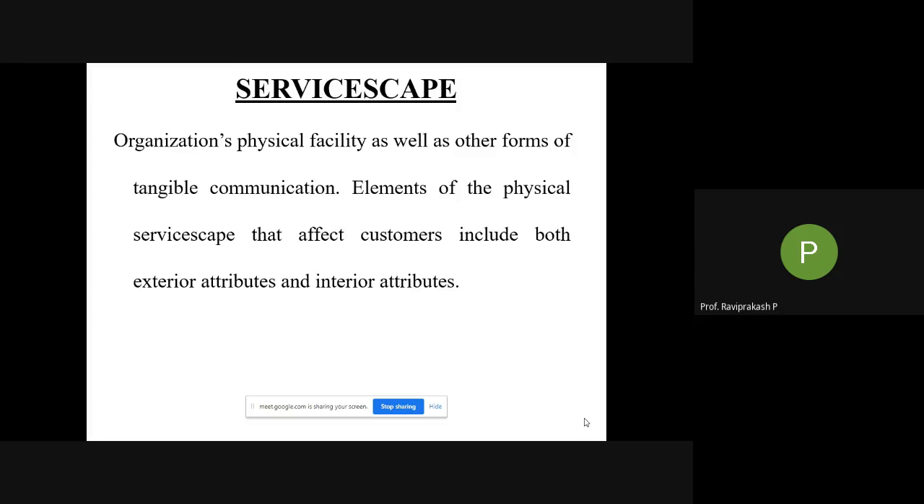Now we are coming to servicescape. What is servicescape? It is part of physical evidence only. You can see here: the organization's physical facility, as well as other forms of tangible communication. Elements of the physical servicescape that affect customers include both exterior attributes and interior attributes. We have discussed this, the exterior and the interior, and what all are there.